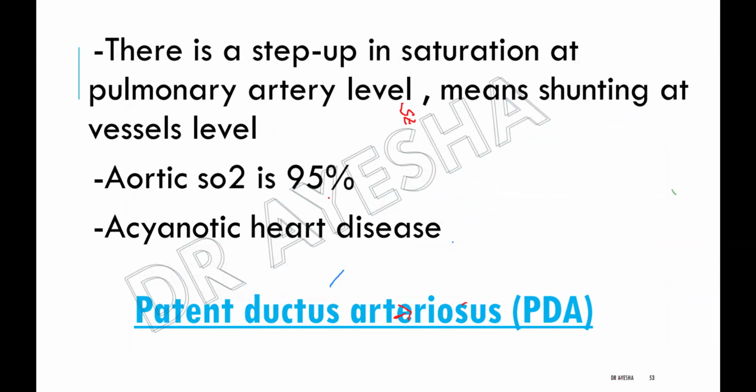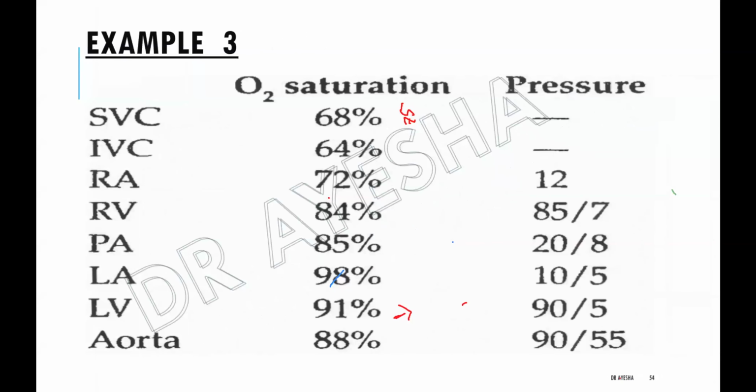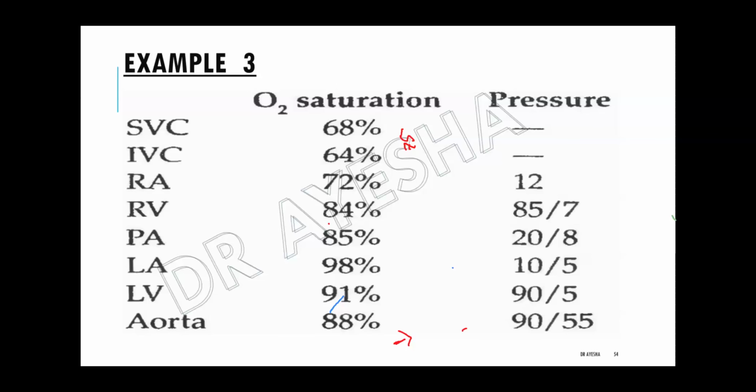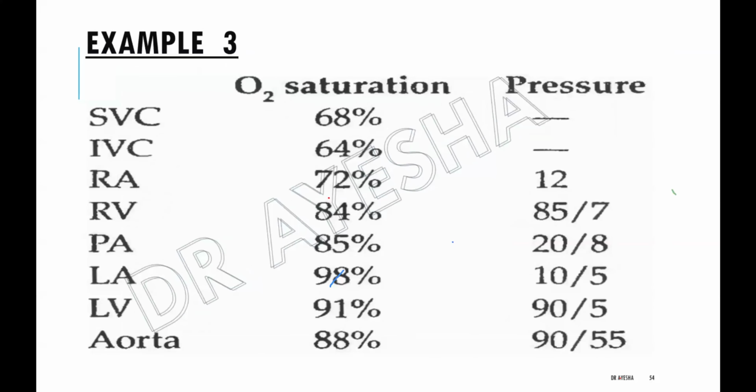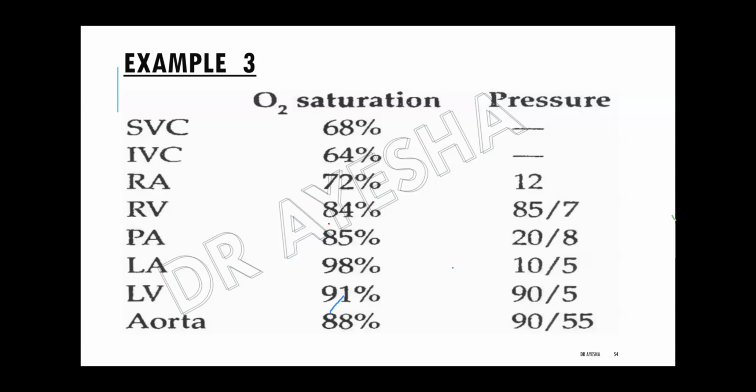So we have said there is a step up in the saturation at the pulmonary artery level, meaning shunting at the vessel level. As our saturation is 91, we are dealing with acyanotic heart disease. So what we concluded is patent ductus arteriosus. Now who is going to do the next? I'm asking because I don't know everyone's availability. Maybe someone is busy. If anyone is free, come up. If you try, you will learn. Don't be shy. Who is going to come up? Rabia, you can try.